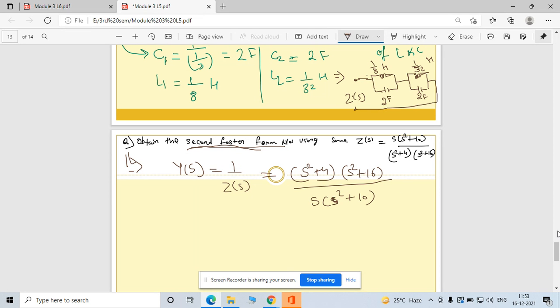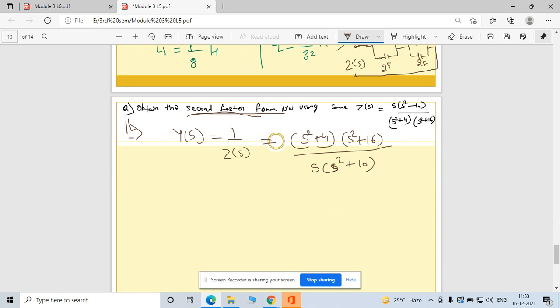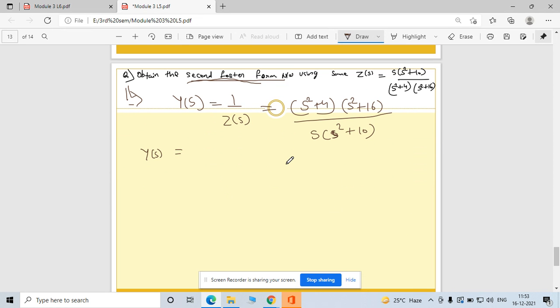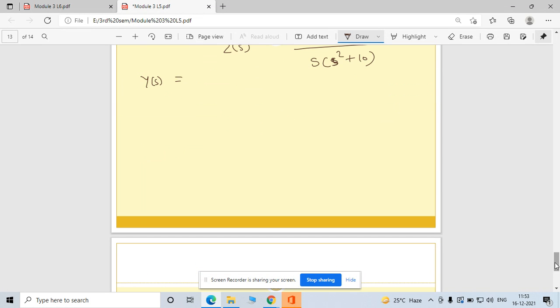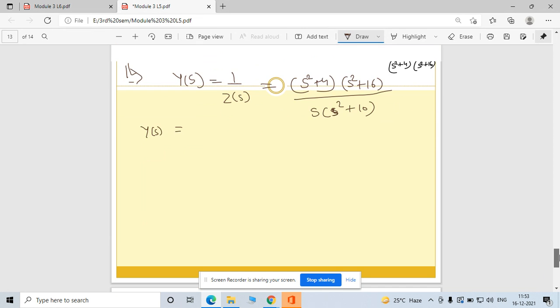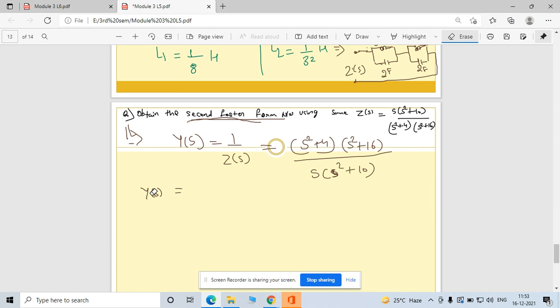Now observe, this is nothing but this format. Now you can also solve this circuit by using partial fraction, or you can also solve this circuit by using the long division method or ordinary division method. For example, we take another method here. I use the long division method here.